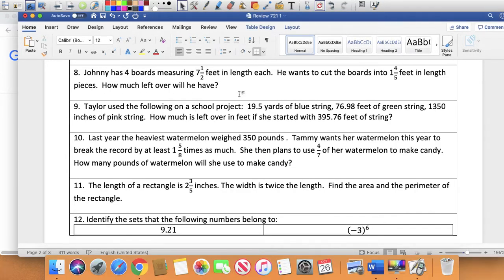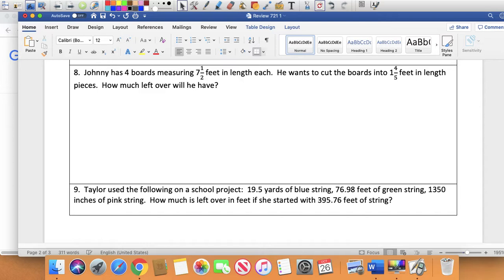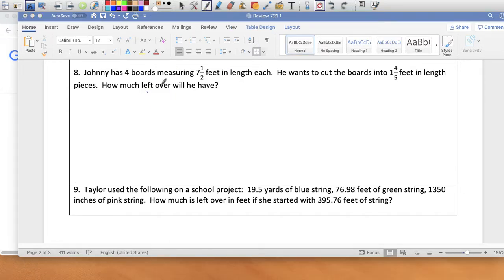Estimation. Okay, so what are we doing here? 4 boards. Again, this question was something I hopefully gave you some time to think about. Here's my 4 boards.